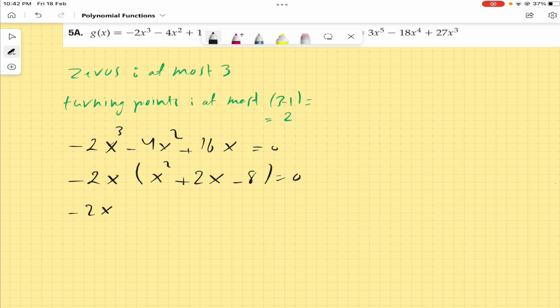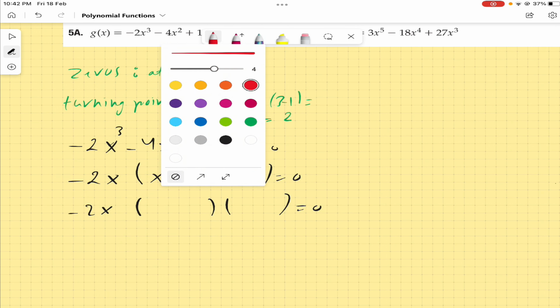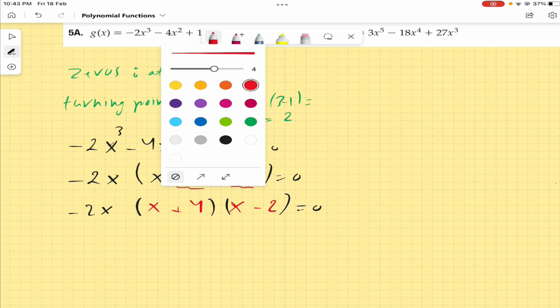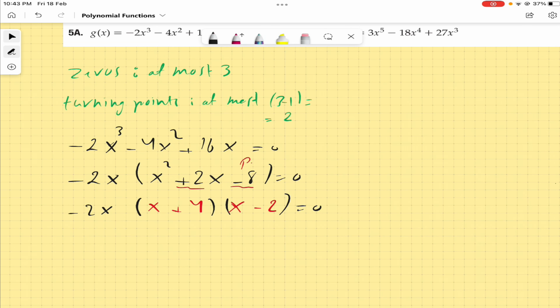We factor it more. This is a quadratic trinomial. To factor it, I think about 2 numbers. When you multiply them, the product is negative 8. When you add them, the sum is positive 2. The 2 numbers are positive 4 and negative 2. When you multiply them, you get negative 8. When you add them, you get positive 2. And here we put x and x.